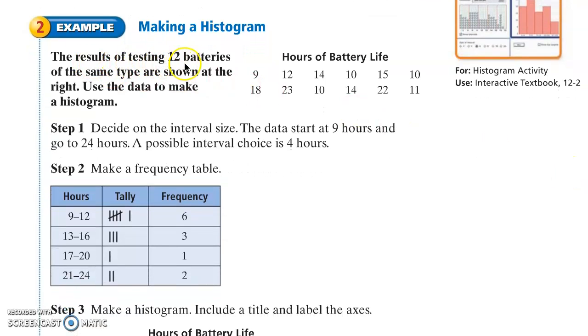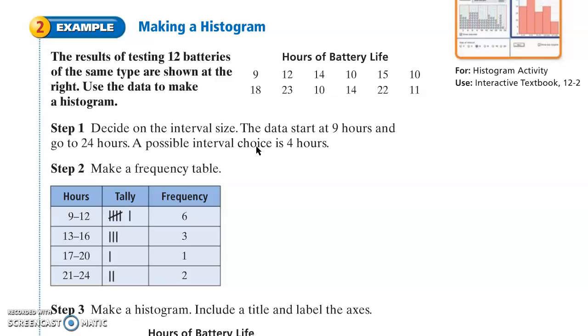The results of testing 12 batteries of the same type are shown at the right, and the number of hours of battery life. So this battery was tested and it got 9 hours of battery life. 12, 14, 10, 15, and so on. All right. So the first thing I need to figure out is what my interval is going to be.